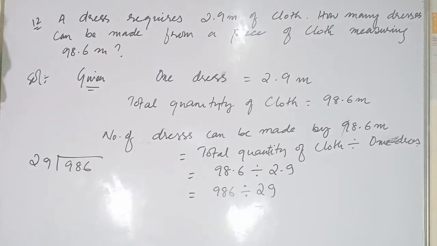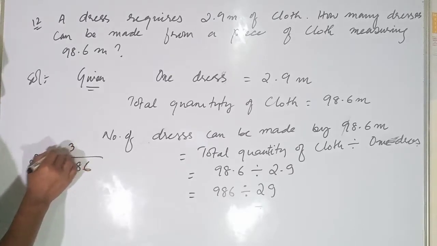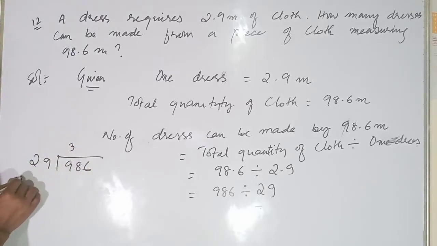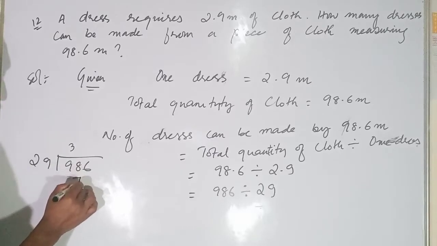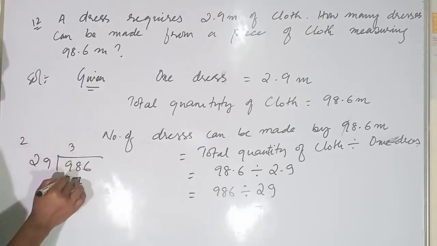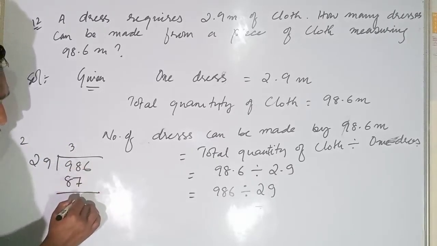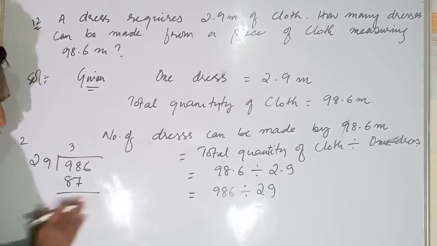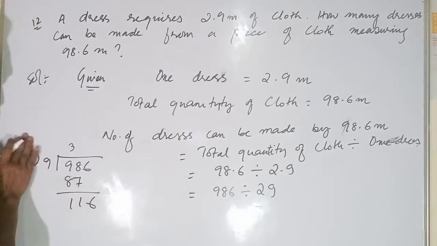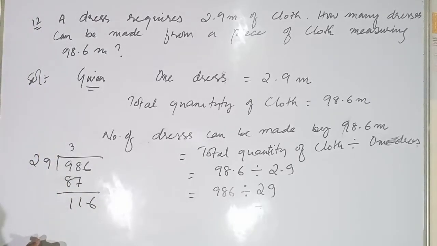So 29, how many times? 4 will be too much. So 3. 9 threes are 27, 29. 3 twos are 6, 87. So subtract it, how much is it? 116. 116. Okay, so how many times again?